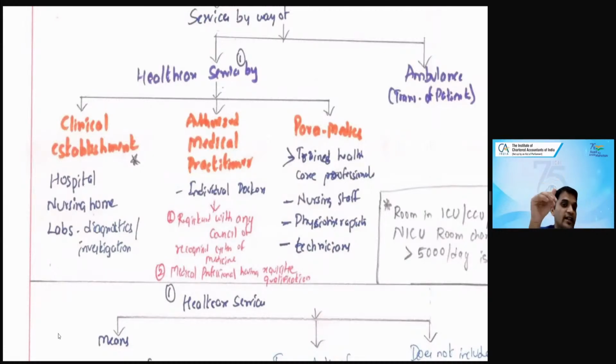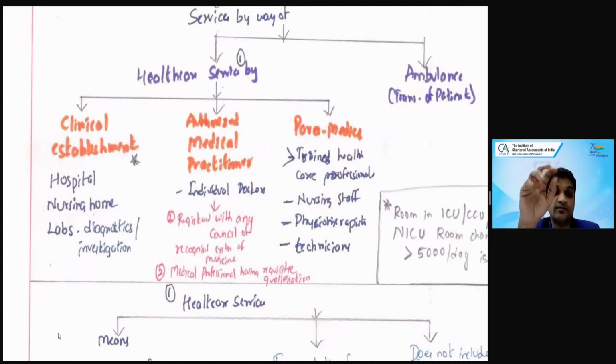That's why in the definition, clinical establishment includes hospitals, nursing homes, diagnostic and investigation services. All of this will be considered as clinical establishment services. Next part is the authorized medical practitioner. When there is an authorized medical practitioner providing services, he is an individual doctor. Now, the hospital's service is exempted. Doctor providing services to the hospital or doctor providing services to the patients directly, both of them are also exempted.